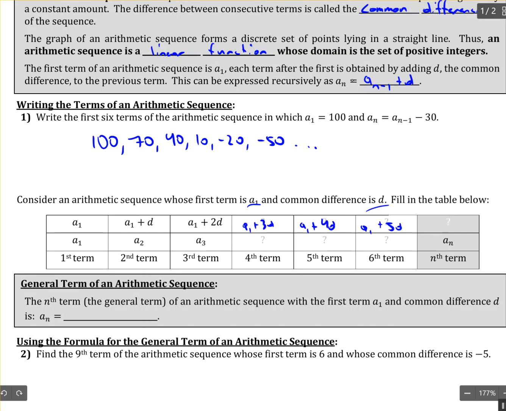And so what do you think our formula is? Just take a second and think about what that formula would be. For the nth term, it's going to be A1 plus n minus 1 times D, right? For the 6th term, we added 5D. For the 5th term, we added 4D. For the 4th term, we added 3D, 2D, 1D, etc. So we're adding 1 less than the n that we're at. And I guess we can fill these in.